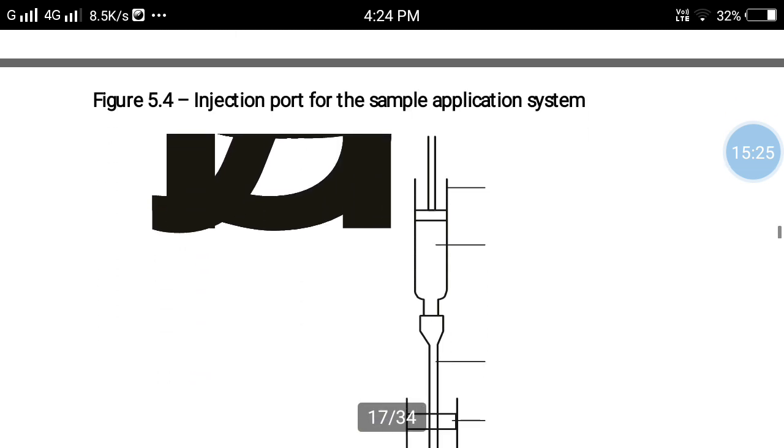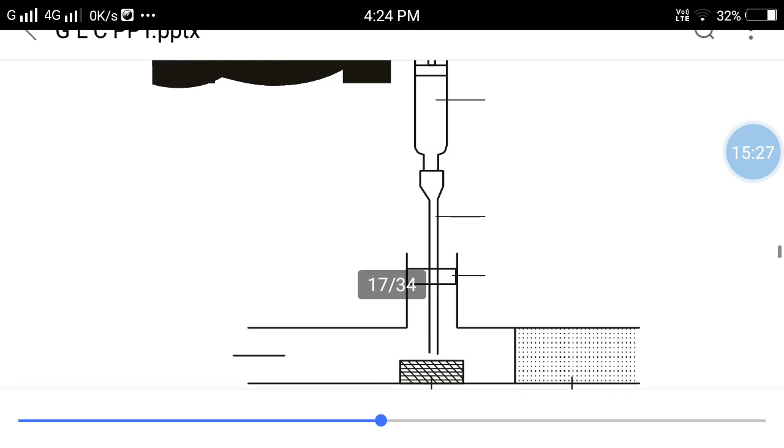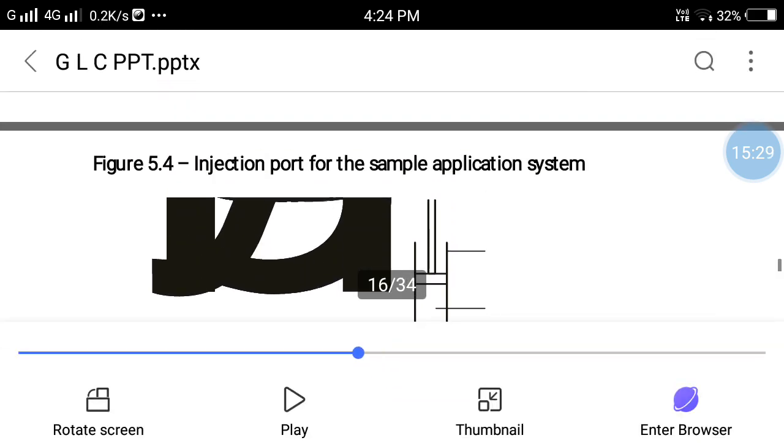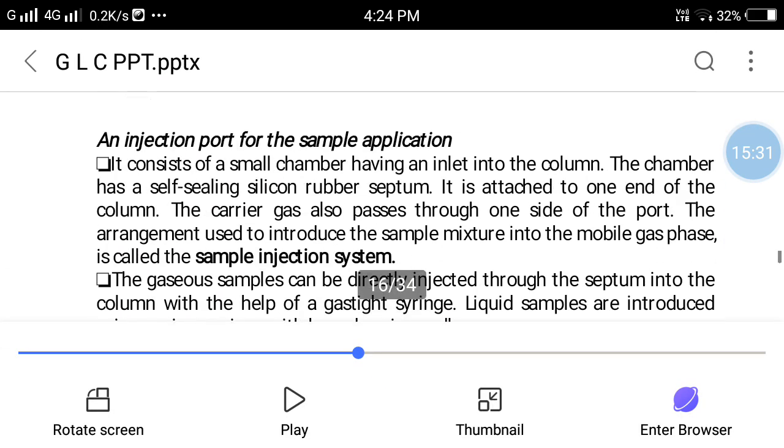Here is the injection port of the sample. This is the figure of the injection port. The sample is injected with the help of the syringe. It consists of a small chamber having an inlet into the column. The chamber has a self-sealing silicone rubber septum. It is attached to one end of the column. The carrier gas also passes through one side of the port. The arrangement used to introduce the sample mixture into the gas mobile phase is called a sample injection system.